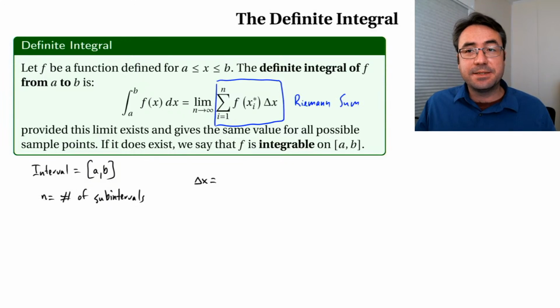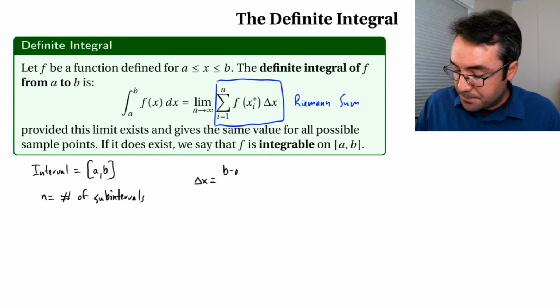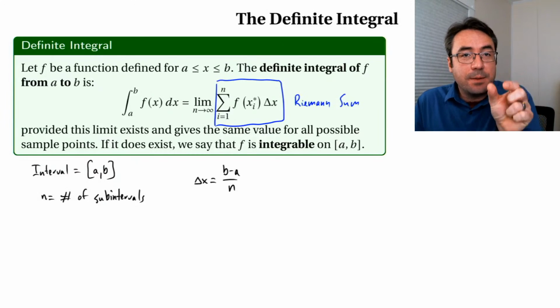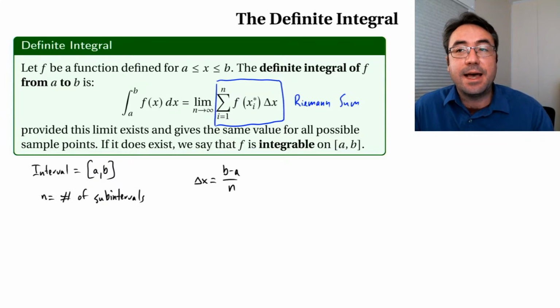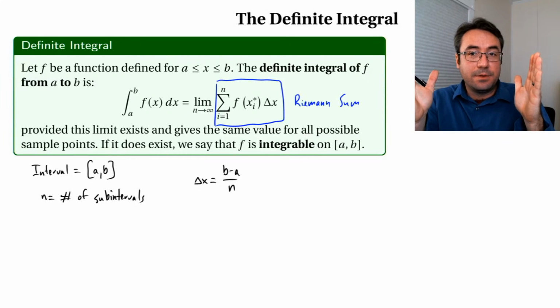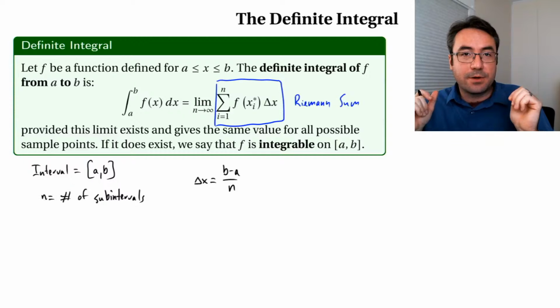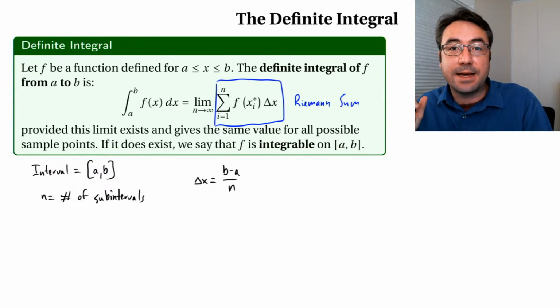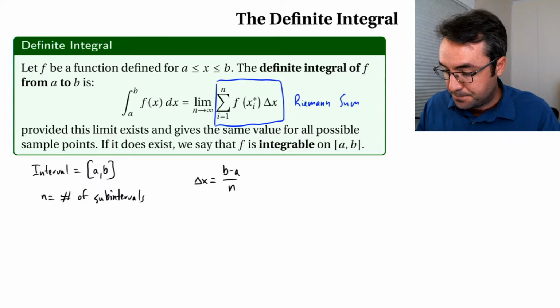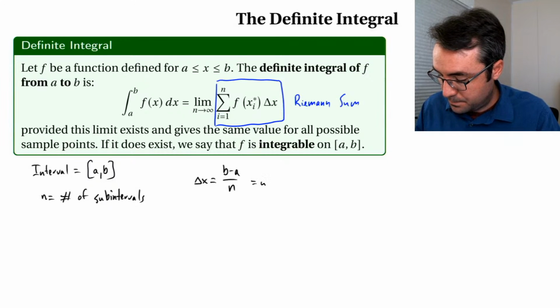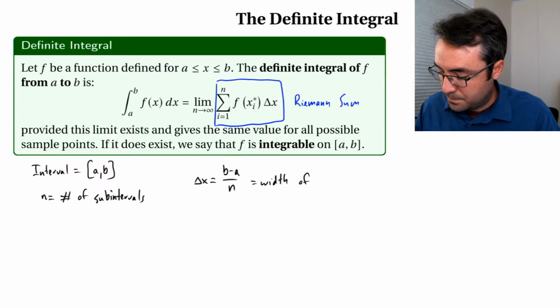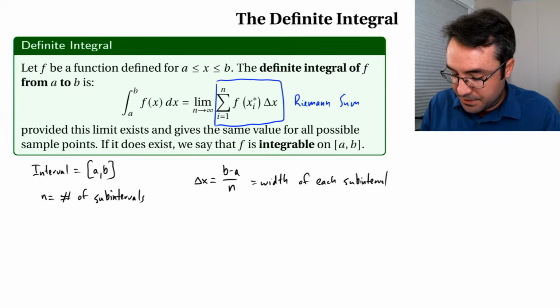So the way we calculate delta x usually is we want all of those subintervals to have the same width. We want all of our rectangles to have the same width. So delta x is equal to (b minus a) over n. It's the length of our big interval, and then we cut it up into n smaller intervals. So the width delta x is (b minus a) over n.